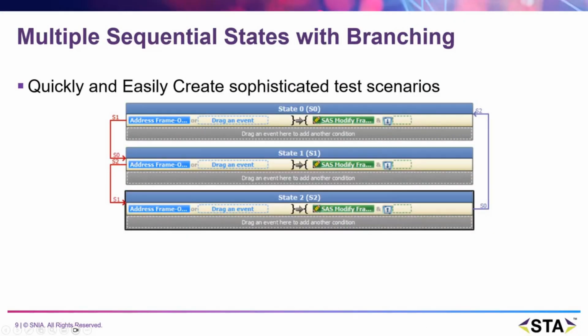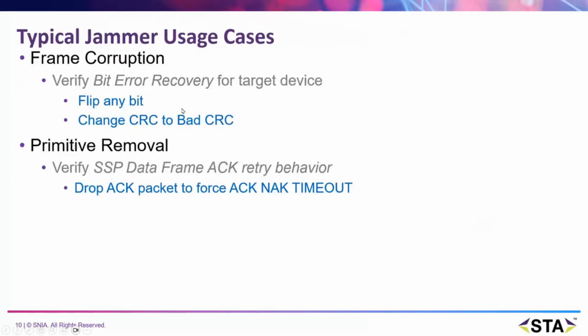Advanced test scenarios can include multiple states with branching logic. This enables simulation of intricate protocol behaviors and fault conditions, making it easier to validate device robustness. Use cases include frame corruption, bit flipping, CRC, and primitive removal. These help verify error recovery features like acknowledgements, retry behavior, and timeout handling in SAS devices.